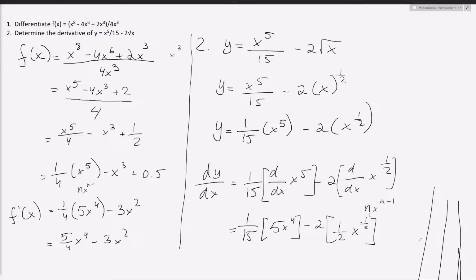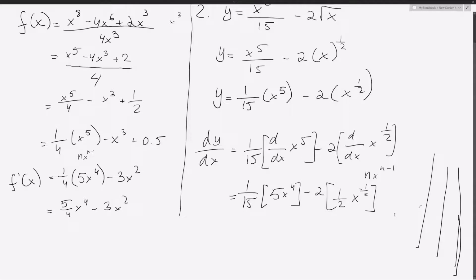From here, what we can do is simplify this portion right here. We can also simplify the first part, because we have 1 over 15 times 5, which would be 1 over 3, and then x to the power 4, so we have x to the power 4 over 3, minus 2 times 1/2, which would actually be 1, and then we have x to the power of negative 1/2. If the exponent is negative, that means we have 1 over x to the n, right?